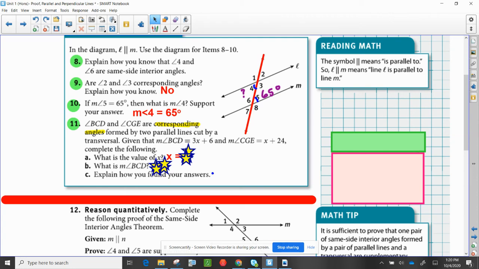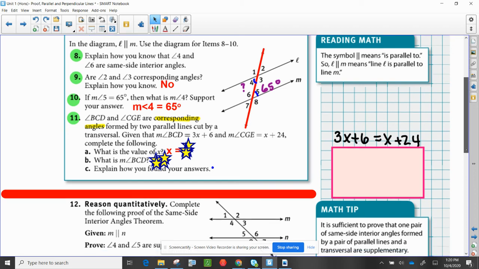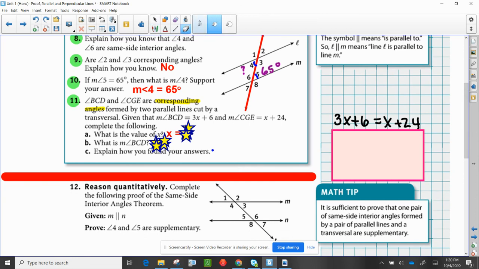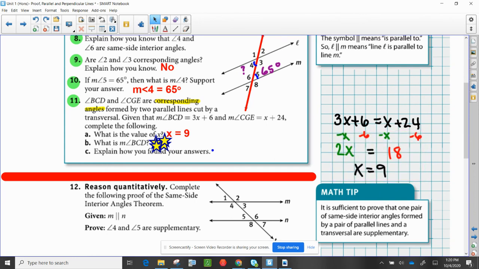Okay, well, hopefully you remember that corresponding angles are congruent. So if they're congruent, then I can set up my equation like this. I can take 3x plus 6 and set it equal to x plus 24. So go ahead now and solve that problem for x. Let me know what you get. Okay, so when I solved for x, I got that x was 9. And here's my work for that. So I moved my x's to one side, my constants to the other, and that's how I got x is 9.